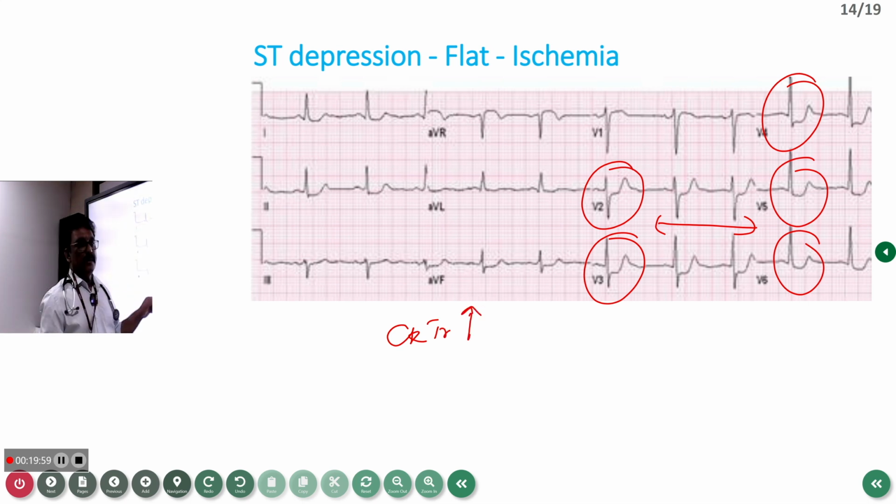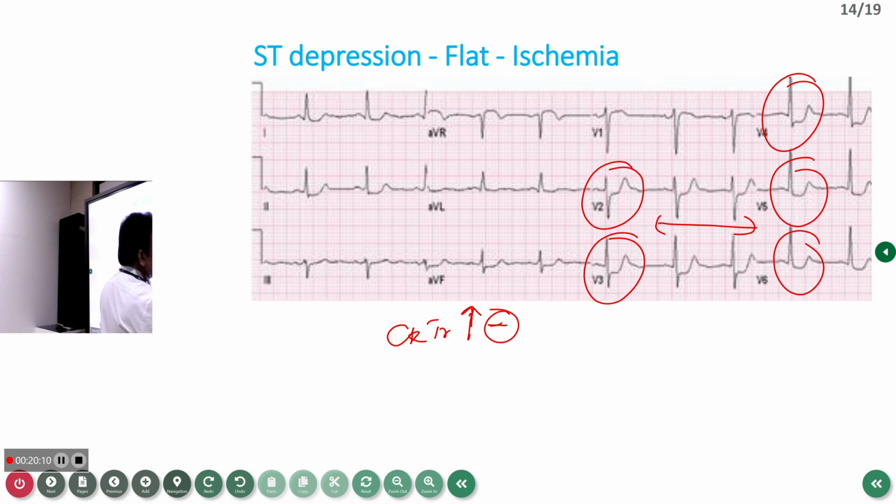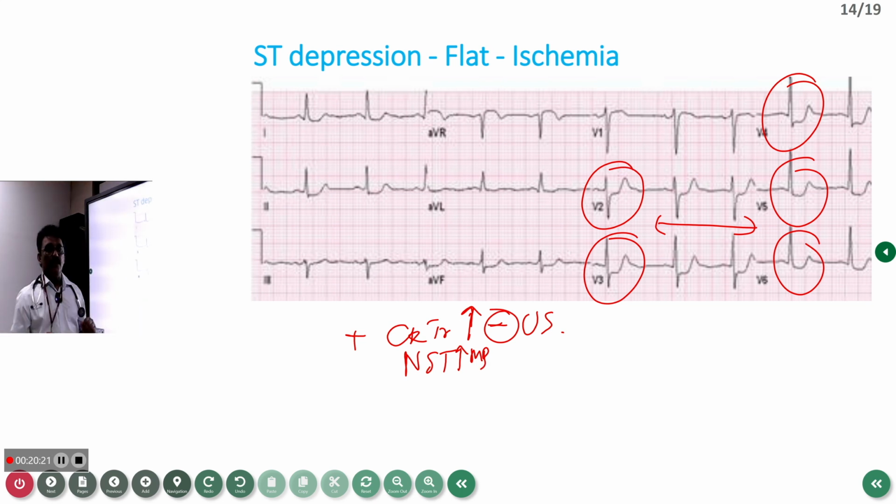If it is negative, then it is unstable angina. If it is positive, then it is non-ST segment elevation MI. So depending on the cardiac enzymes, we are going to make a diagnosis. Whatever it is, it's an ischemic heart disease, an acute coronary syndrome. If it is myocardial infarction, there is a complete block of the coronary. If it is due to unstable angina, it can be reversed back to normal with drugs.